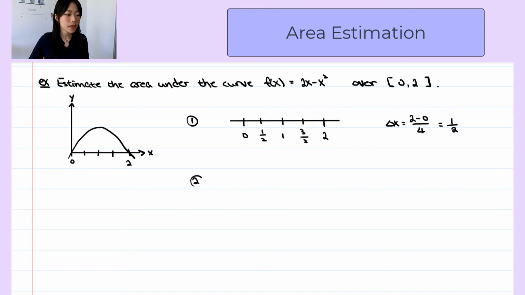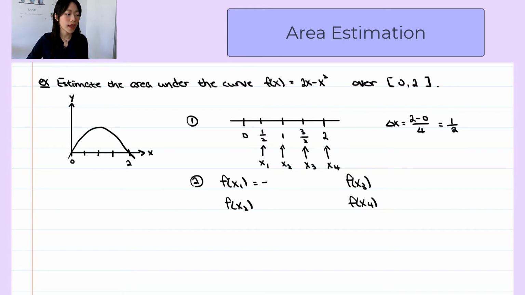Then the second step is to find the y values of a point within each subinterval. Here, for example, we can take the right side point of each subinterval. So let x1 equal half, x2 equal 1, x3 equal 3 over 2, and x4 equal 2. So now we're going to find the y value at x1, x2, x3, and x4.